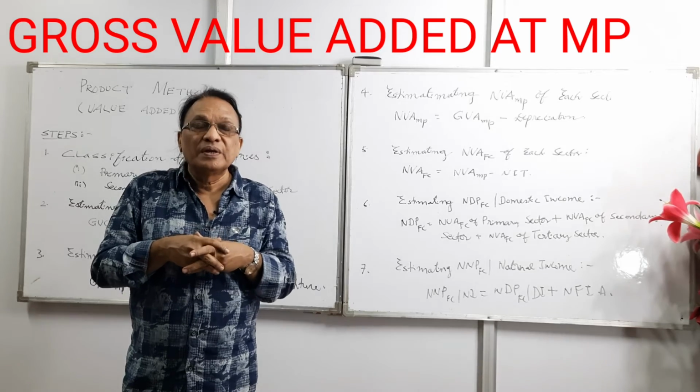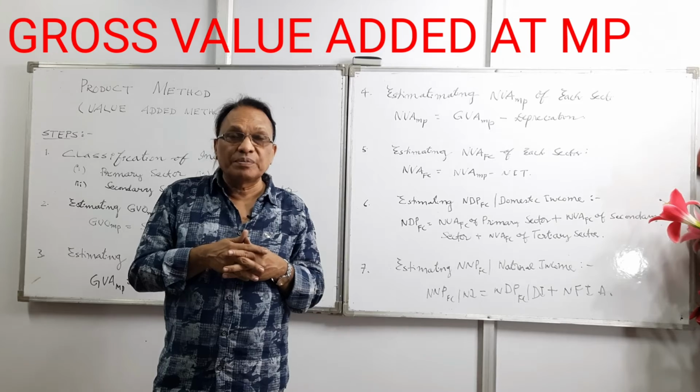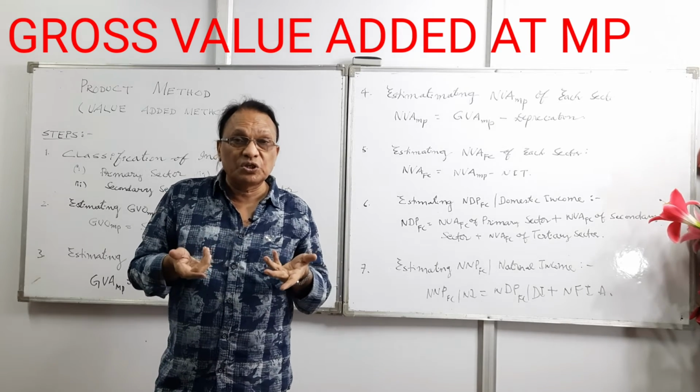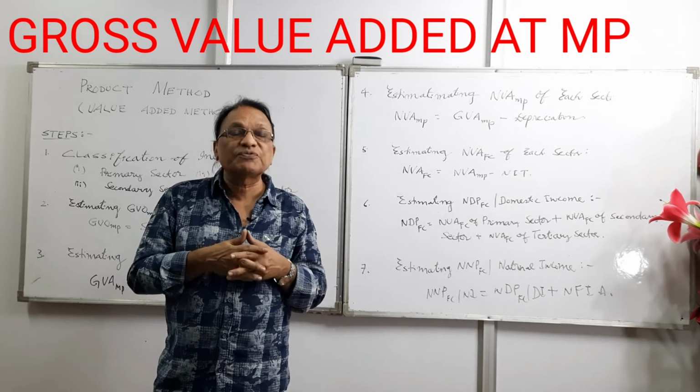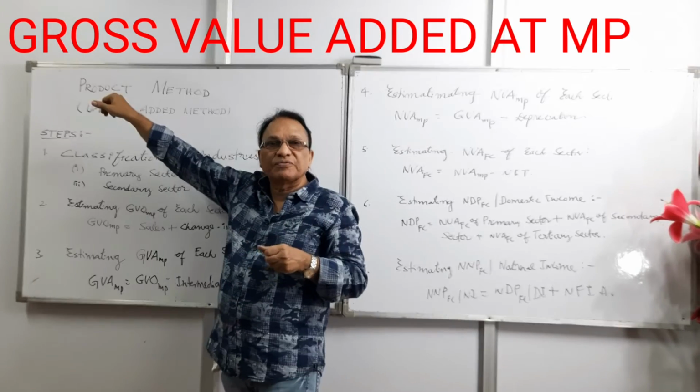For example, someone sold furniture for 100 rupees. He must have purchased wood for 60 rupees. So his value addition is 40 rupees. So I repeat once again before you get confused.